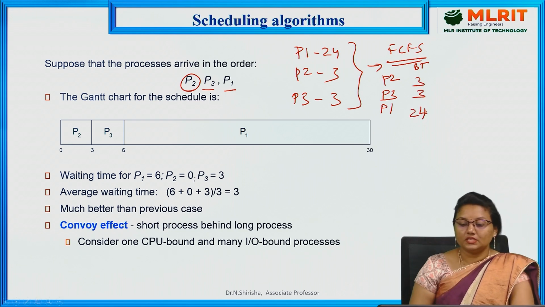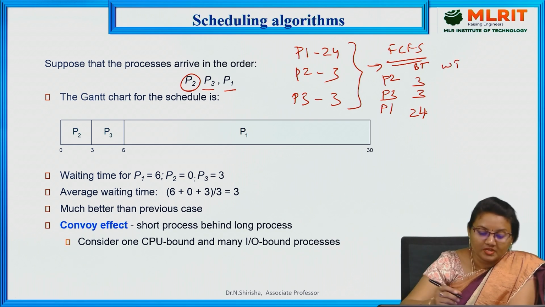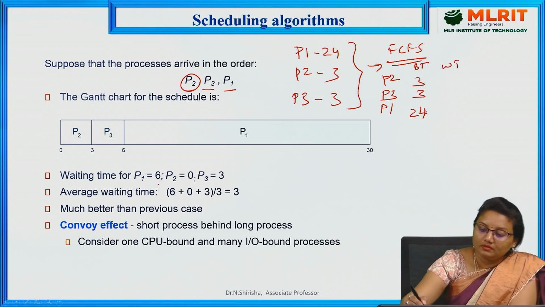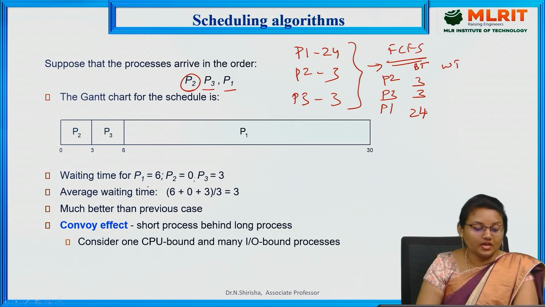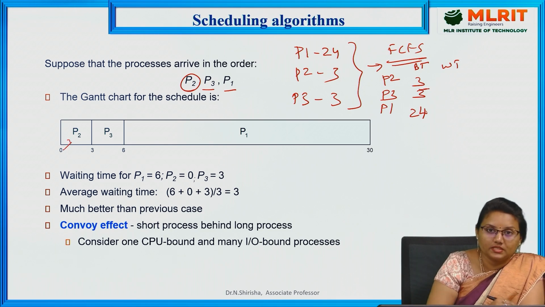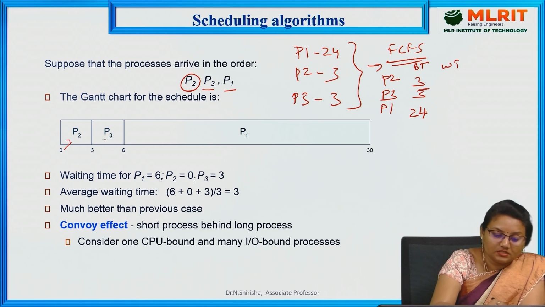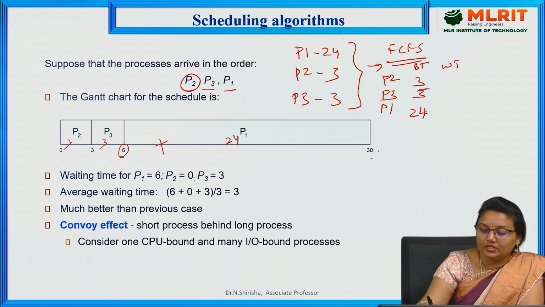Now in this case, what is the waiting time? So here you have to see the Gantt chart. P2 has arrived first. This is the ready queue. P2 has arrived first and the burst time is 3, so it has executed for 3 milliseconds. And P3 is also 3, and 3 plus 3 is 6. And P1 is 24, so 6 plus 24 is 30.